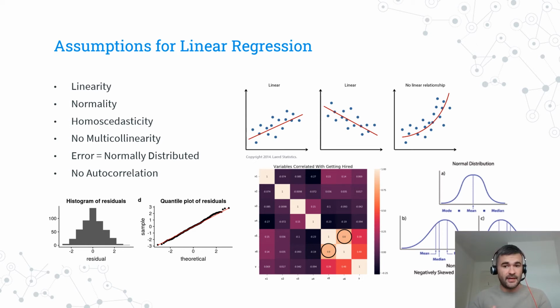The error terms should also be normally distributed. Again, QQ plots and histograms can be used to check that distribution.